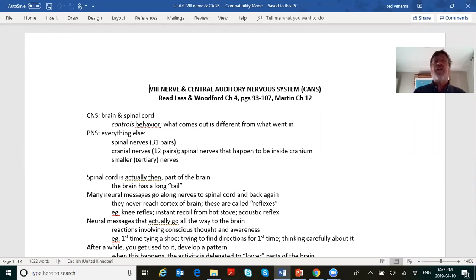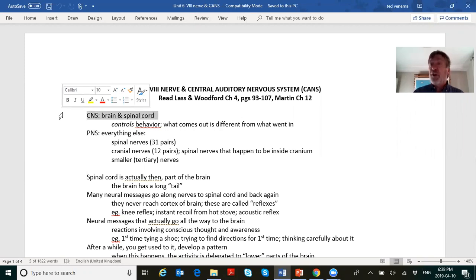Let's define some things here. Look at your notes right here. CNS, central nervous system. That includes your brain and your spinal cord. So really your brain can be considered to be in your head, but it also has a tail, which goes all the way down your backbone to your rear end. Okay? Your spinal cord and brain are the central nervous system.